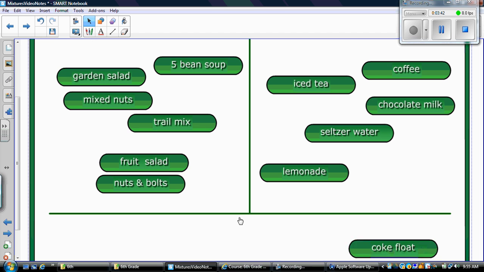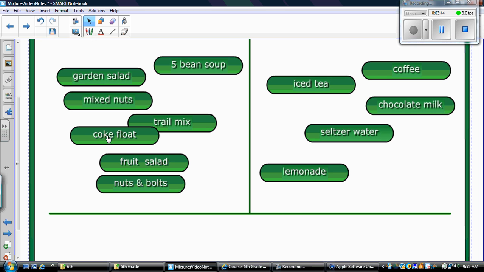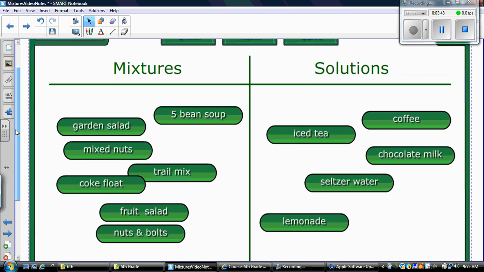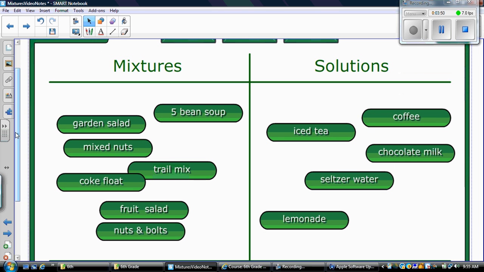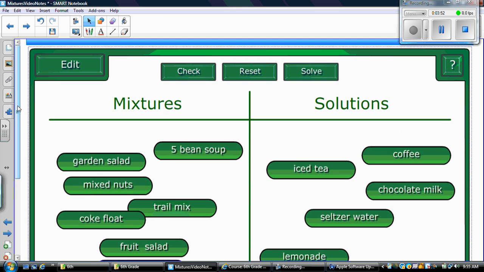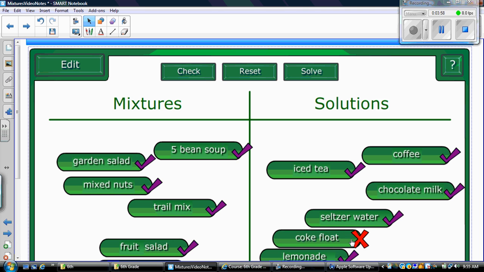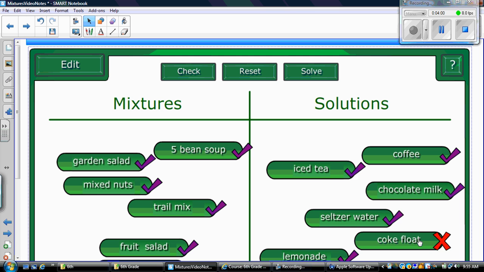A Coke float, I think I could see the different parts. I'm going to check it over here. Okay, so that's what I have so far. See if you agree with me, and then we're going to check. Coke float, okay, they said you can't see the different parts. I thought you could see the ice cream from the Coke, but I guess I was wrong. So they have it over here as a solution.